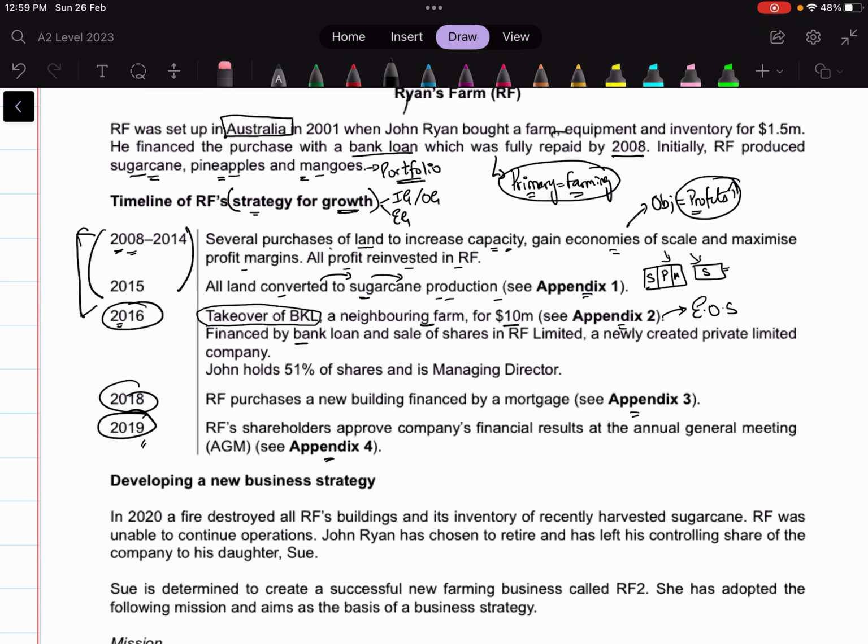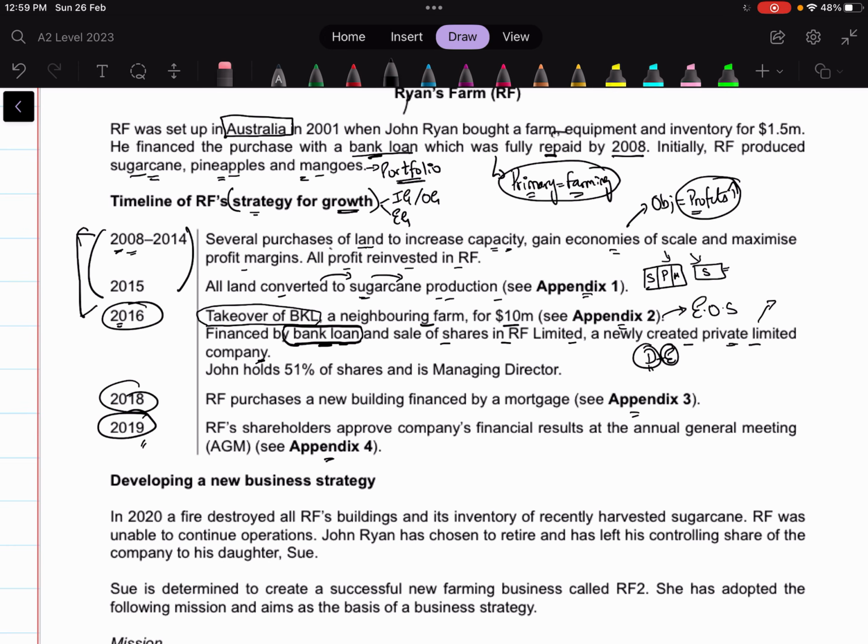So this was financed by a bank loan and a sale of shares in RF Limited, a newly created private limited company. So you can see that the bank loan that had initially been taken had been repaid, but now the business was trying to create a mixture of both debt and equity. Now we'll have to see how much debt the business has, because that is going to determine the ultimate returns that shareholders are going to get by investing in that private limited company.